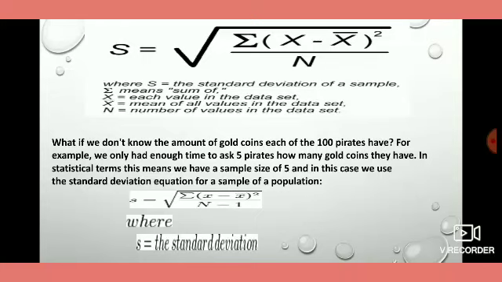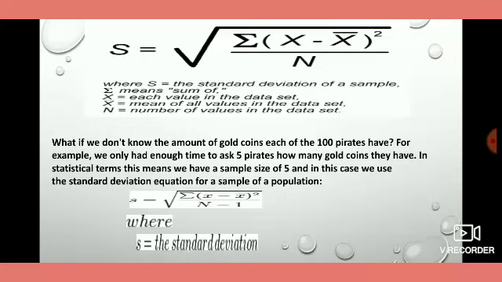Okay, so this is the formula of standard deviation. The first sign shows the standard deviation of the sample, the other one means sum of, and then each value in the data set. Then the other sign means the mean of all values in the data set, and then n shows the number of values in the data set.